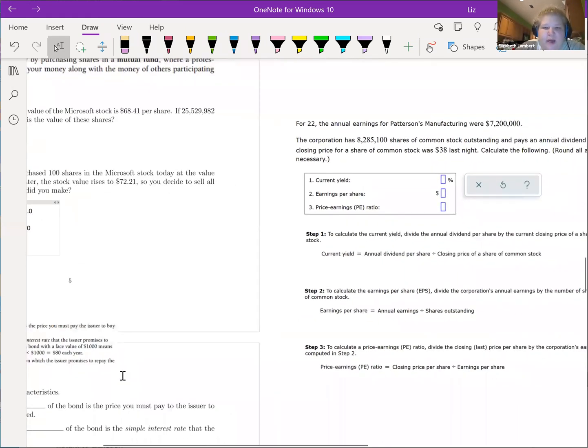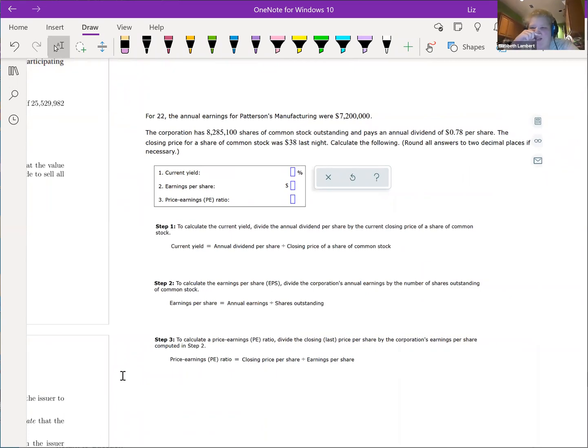All right, before we do bonds, here is the way Alex asked the question. So I was looking at this and realized I had no clue what to do. So I clicked the glasses and I scrolled down, and this is the steps I got. And these have the formulas that we would use. So the current yield is the annual dividend per share, that's 78 cents for this problem, divided by the closing price, which was the $38 for this problem.